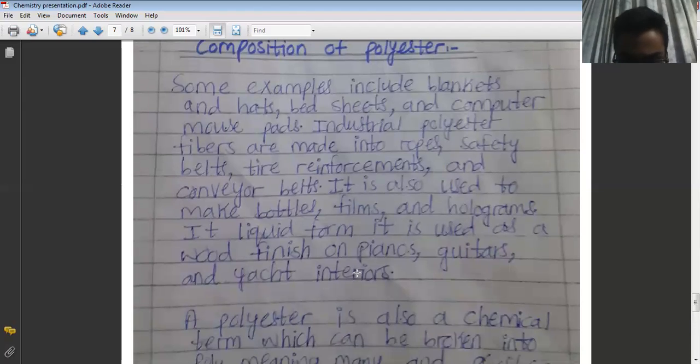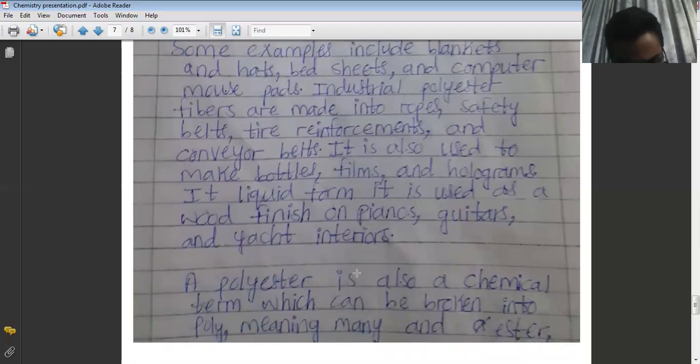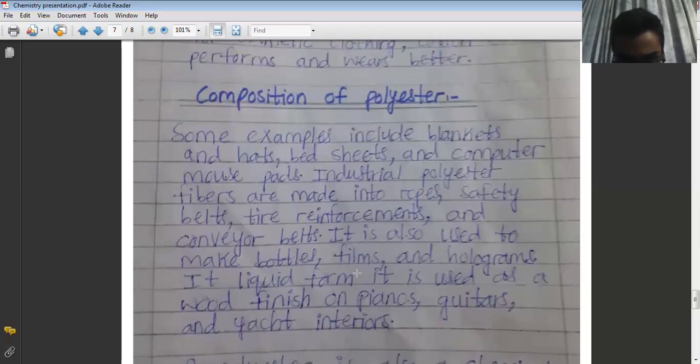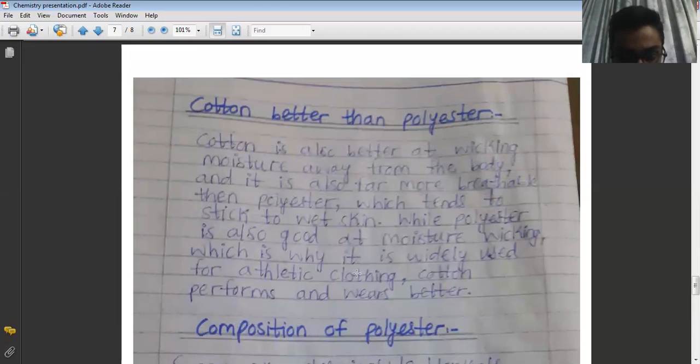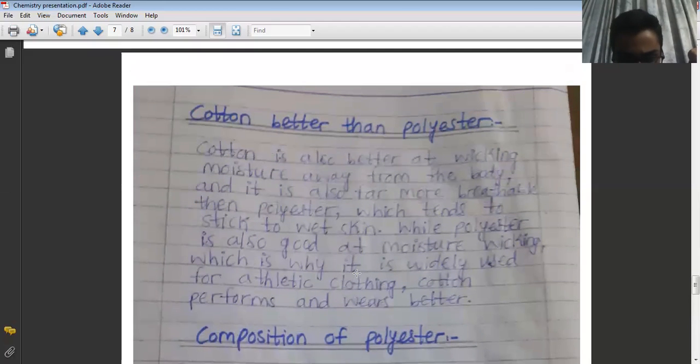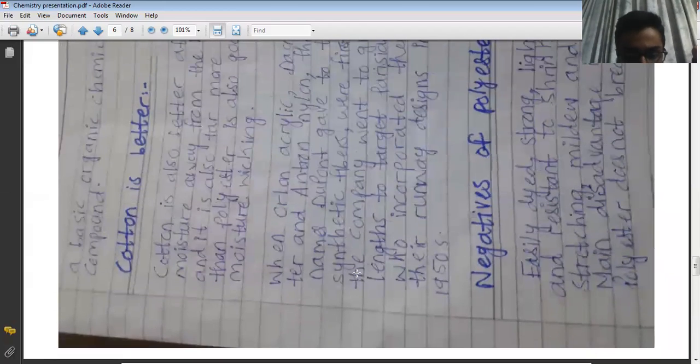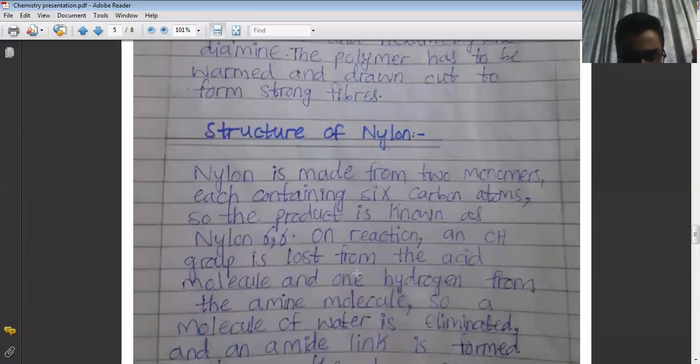Polyester is also a chemical term which can be broken into poly, meaning many, and ester. Comparing with cotton, cotton is better than polyester. Cotton is also better at bringing moisture away from the body, and it is also far more breathable than polyester, which tends to stick to wet skin. While polyester is also good at moisture wicking, which is why it is widely used for athletic clothes.